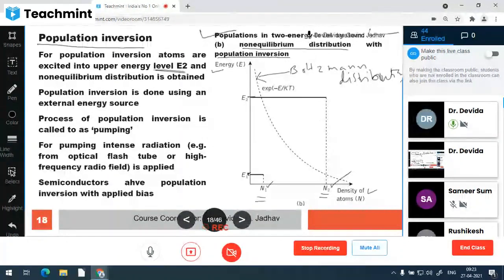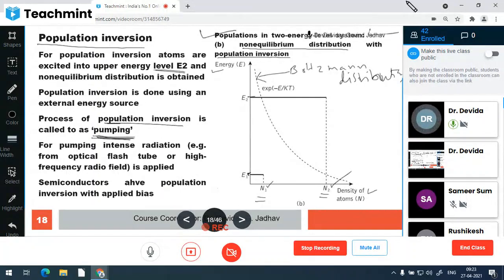But if we make it population inverted, how will it be? By exciting the atoms into the upper energy level. Exciting the atoms into the upper energy level is called pumping. That means a large number of atoms are pumped into the upper energy level. So the process of population inversion is called pumping.